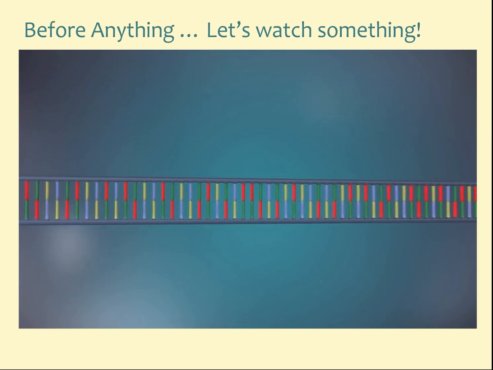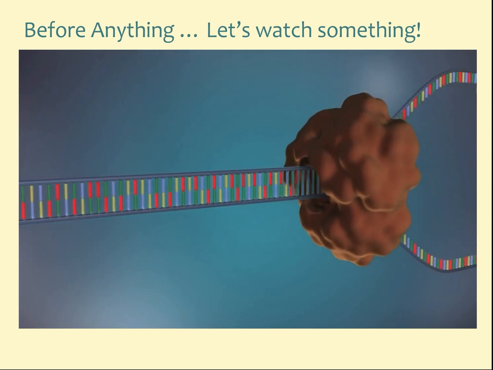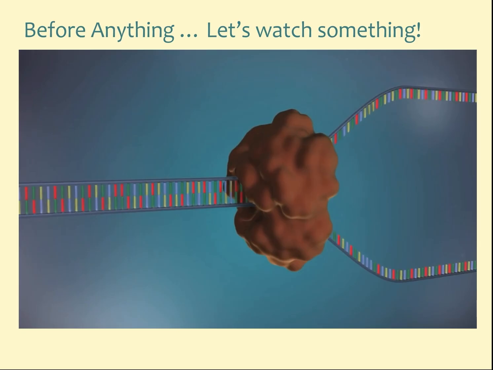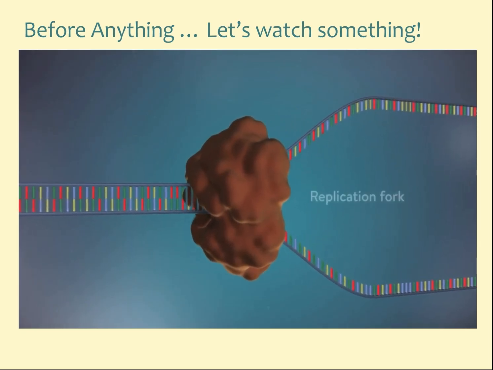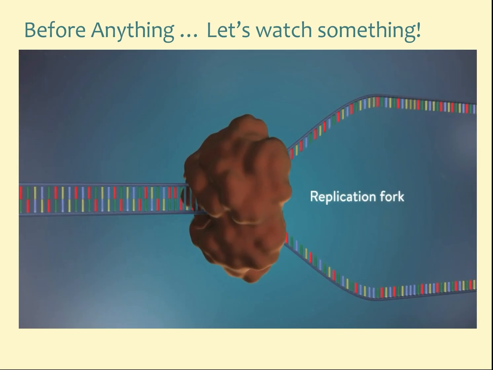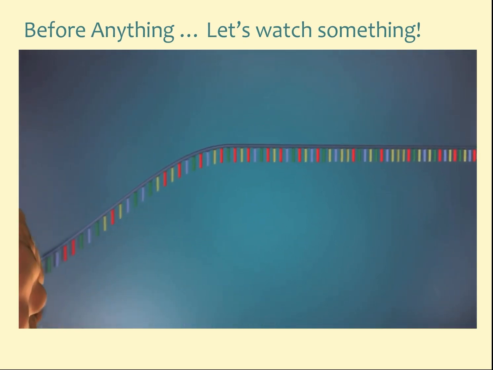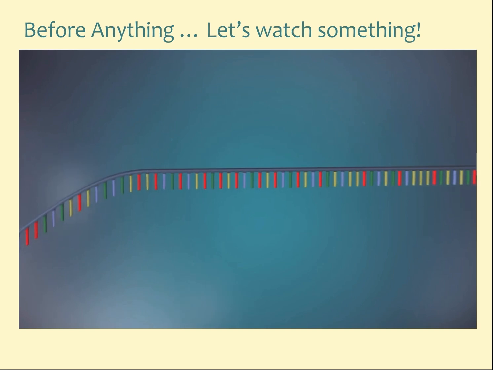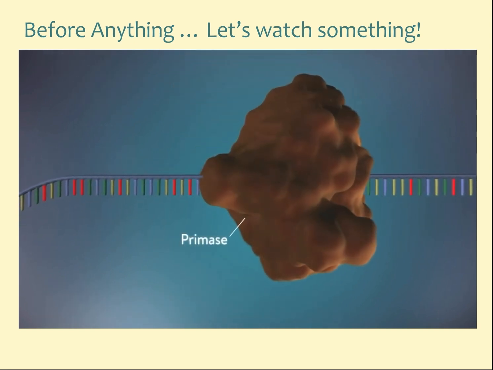The first step in DNA replication is to separate the two strands. This unzipping is done by an enzyme called Helicase and results in the formation of a replication fork. The separated strands each provide a template for creating a new strand of DNA. An enzyme called Primase starts the process.